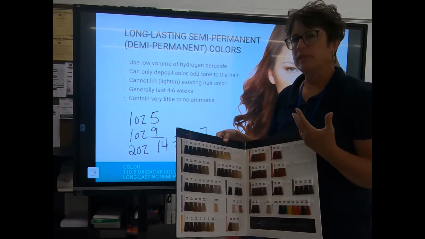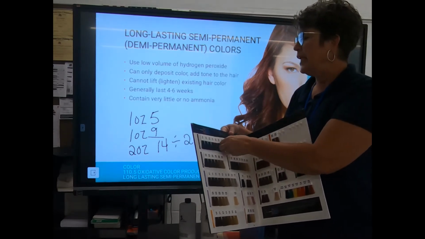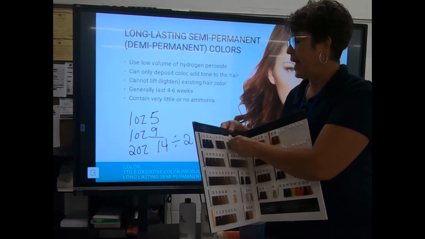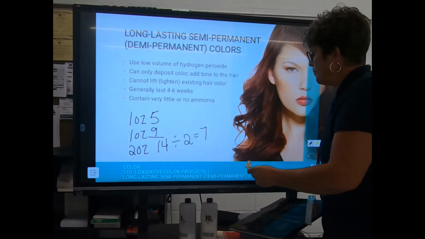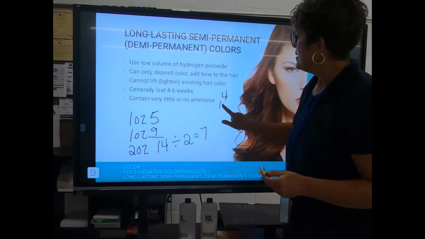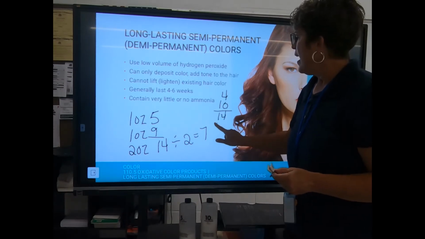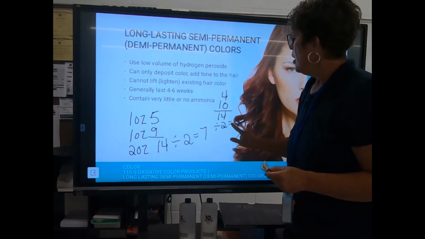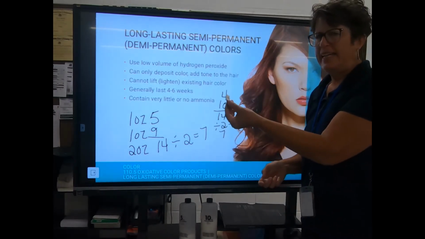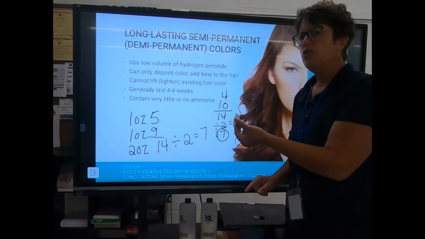Okay, I'll give you one that's maybe even a little bit more complicated. So I'm missing an 8, and I have a 4 and a 10. Okay, so if I have 4 plus 10, I get 14. If I divide that by 2, I have 7. But the person wanted 8, so that's not going to work. Okay, so 7 is too dark.